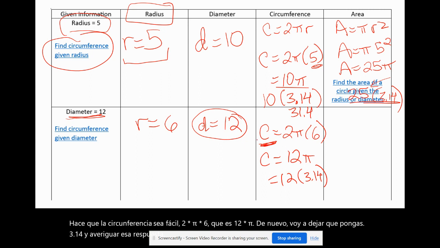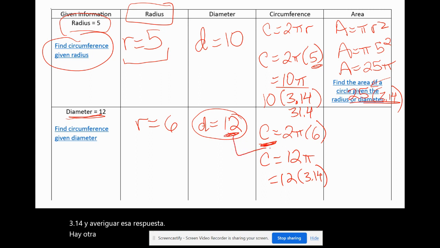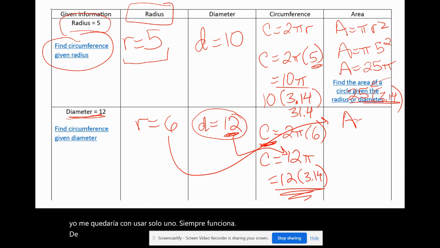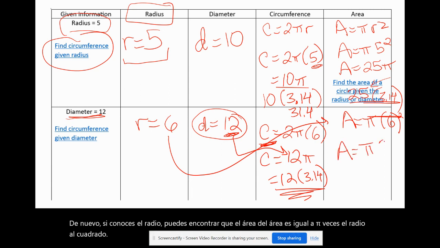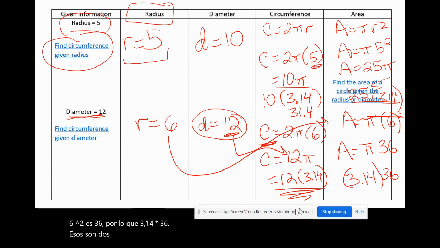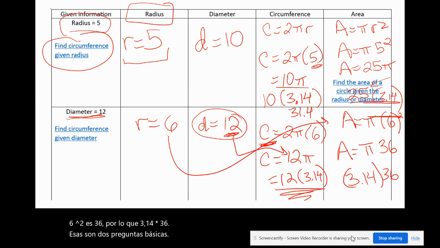There is another formula for circumference. It's pi times diameter. Well, the diameter is 12, but I would stick with just using 1. It always works. Again, if you know the radius, you can find the area. Area equals pi times the radius squared. 6 squared is 36. So 3.14 times 36. Those are the two kind of basic questions. Go to the next slide.